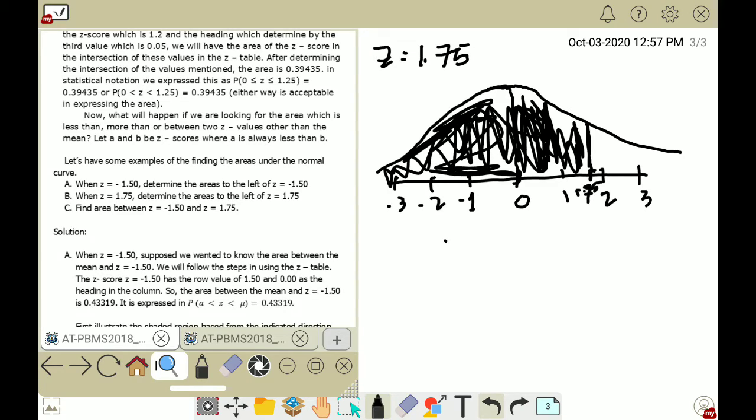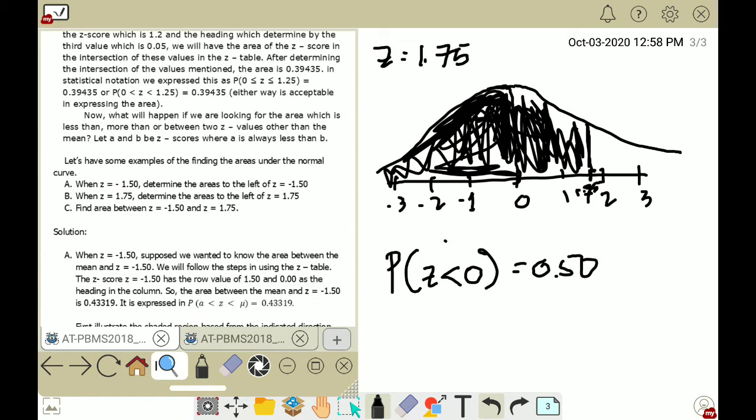And going back to your property, the left part of your normal curve, which is Z below the mean. Okay, so that is 0.50. So as you can see in your illustration, this part covers what we call left of 1.75. So next, that's the mean.